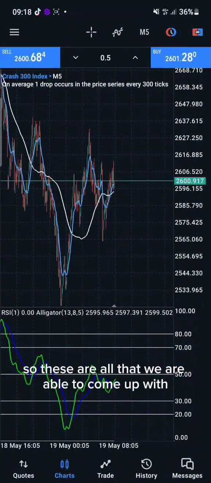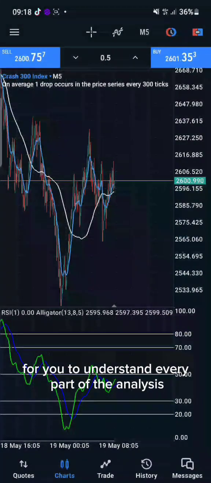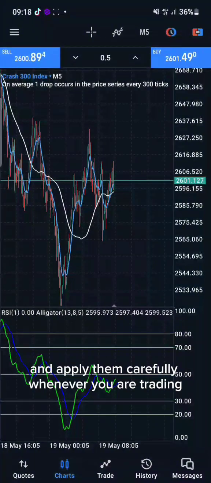Okay, so these are all that we are able to come up with today. All you just need to do is understand every part of the analysis and apply them carefully whenever you are trading.